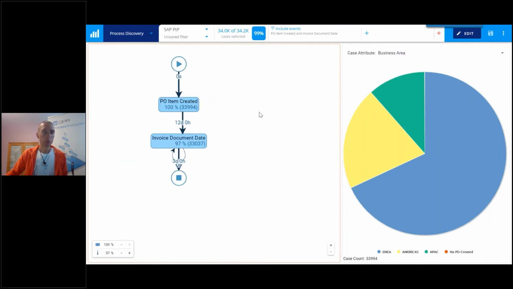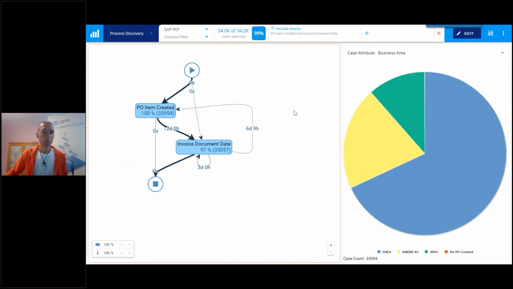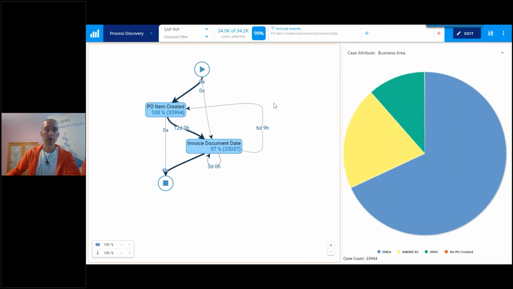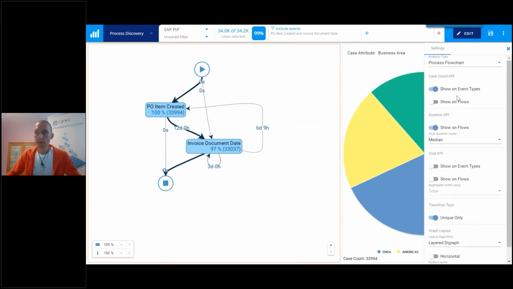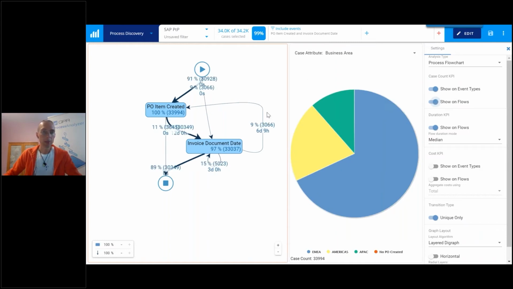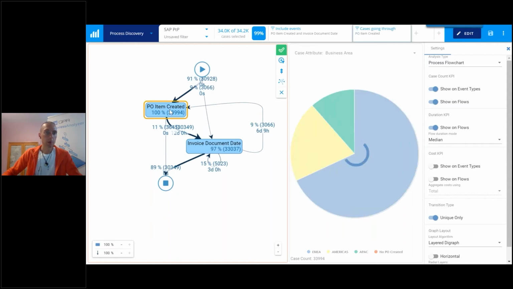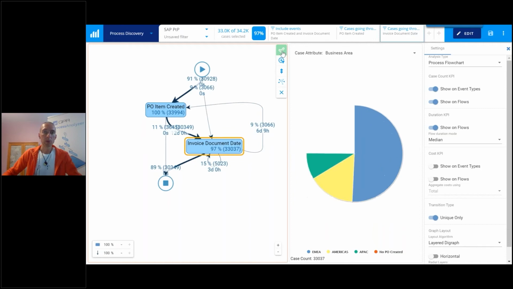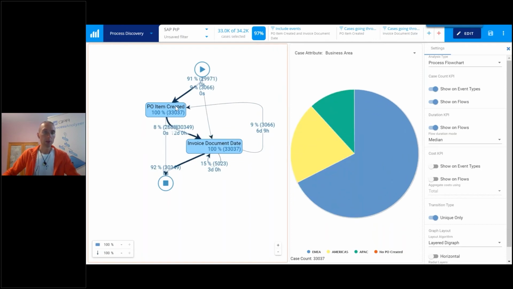So now we have a smaller process model, and when we put it like this, we see that there's an additional arrow. And now let's give a bit more settings here. So now we see that all of the cases have purchase order created. We can actually enforce this filter, so that now we have 33,000 cases, and for each of the cases we have a purchase order created, and for each we have an invoice.